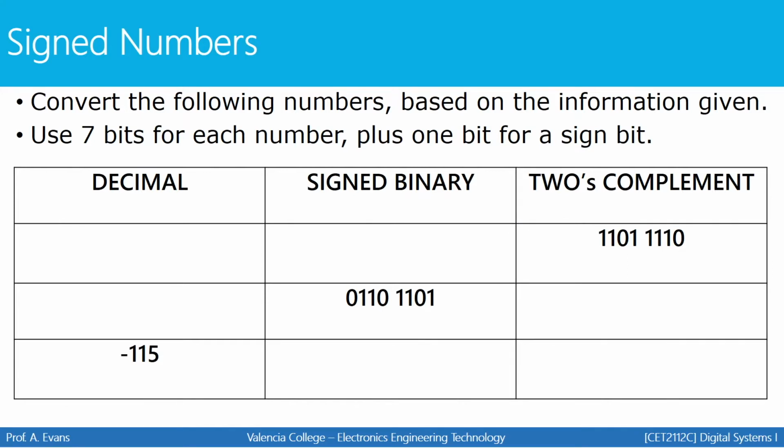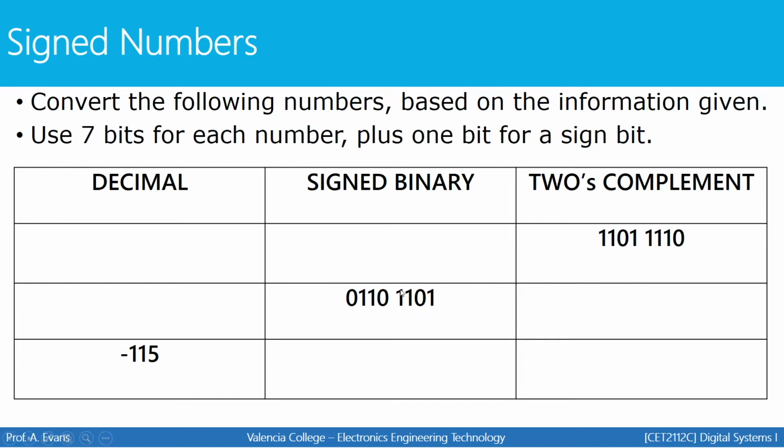Now we're going to kick it up a notch. On the next page in your notes, you have a new table. You have 3 columns: decimal, signed binary, and 2's complement. And now you're going to go in between all 3 systems. So for the first row, you have a 2's complement number given to you. And you're going to determine what that 2's complement number would be in decimal and in signed binary.